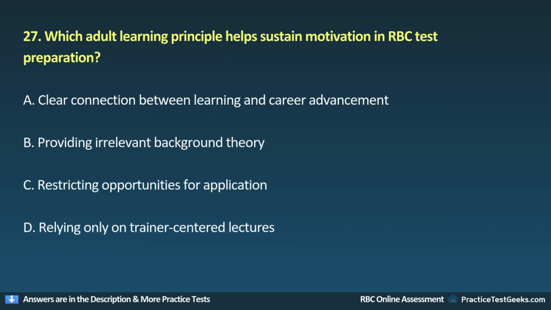27. Which adult learning principle helps sustain motivation in RBC test preparation? A. Clear connection between learning and career advancement. B. Providing irrelevant background theory. C. Restricting opportunities for application. D. Relying only on trainer-centered lectures.